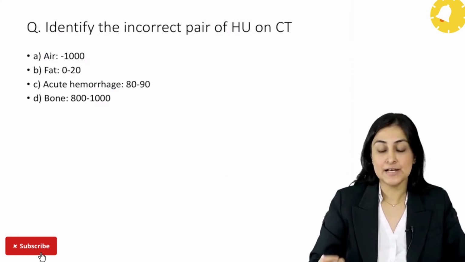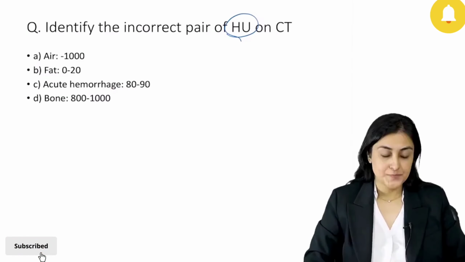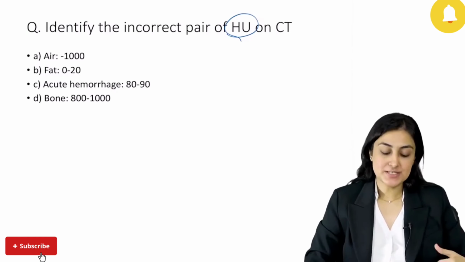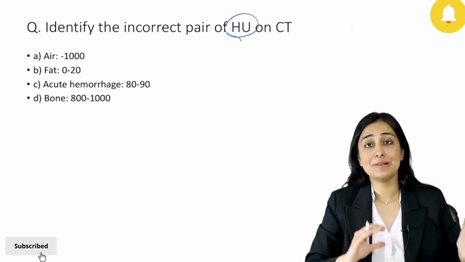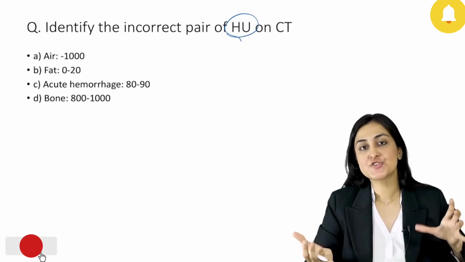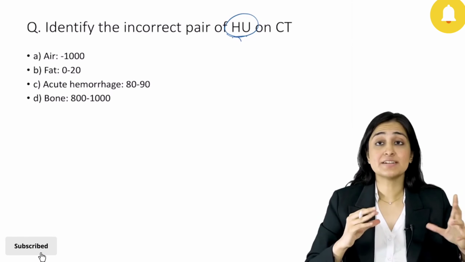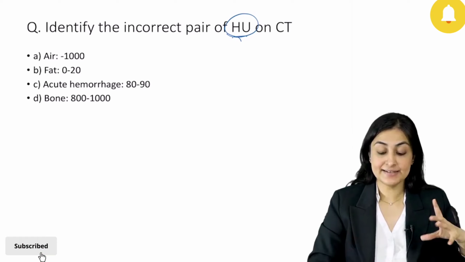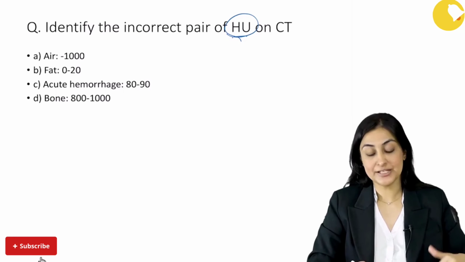Going ahead to CT. On CT, we have various Hounsfield units that we need to know. Now talking about Hounsfield units on CT, this is a measure of the density. In turn, how black or how white a structure looks on the CT is determined by the density of that substance, and that can be given a numerical value in Hounsfield units as described here.